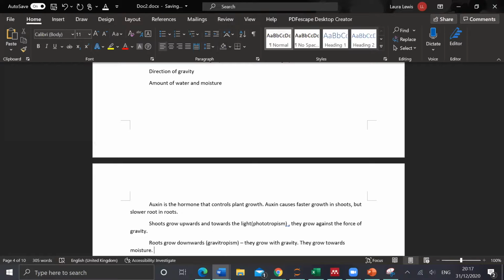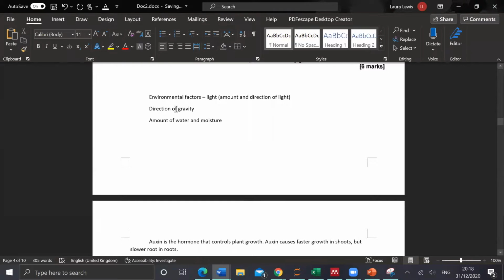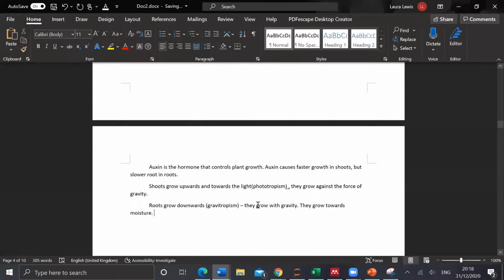Okay, so actually this is quite a simple question. We've answered it. So environmental factors: light, amount and direction of light, direction of gravity, amount of water and moisture. So auxin is the hormone that controls plant growth. Auxin causes faster growth in shoots, but slower growth. Ooh, see, that's always good, to read your answer, isn't it? Yeah, you can make mistakes.